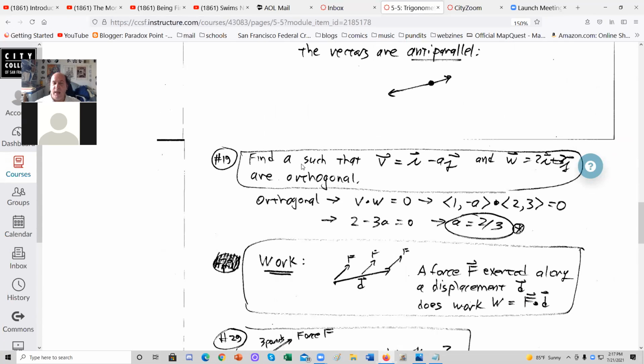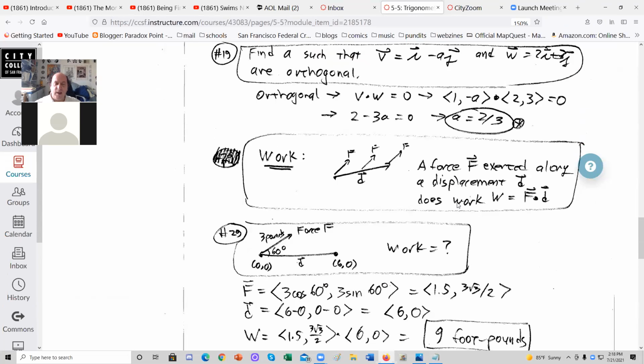Here, find an a such that v equals i minus aj and w equals 2i plus 3j are orthogonal, are at right angles. Okay, if they're orthogonal, then their dot product is 0. So that'll be 1 by negative a dot 2 by 3 is 0. So that's 2 minus 3a is 0. And after transposing, a is 2/3.